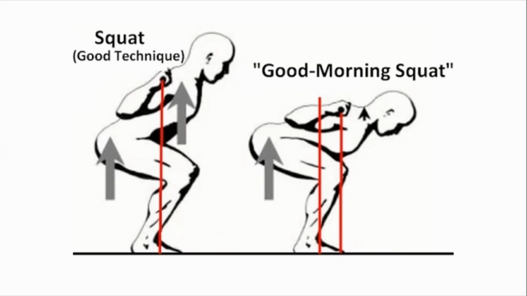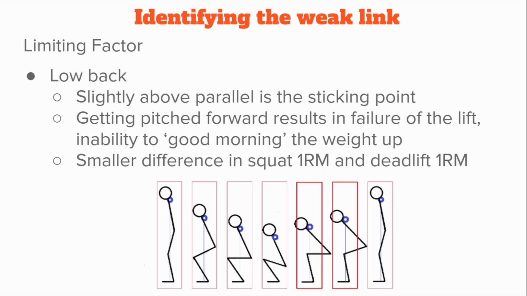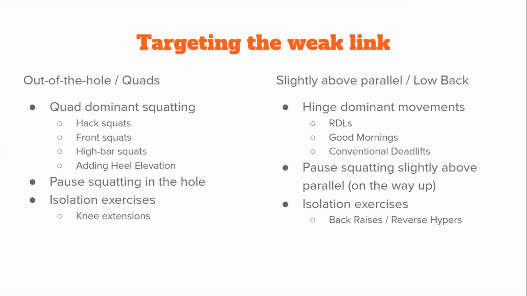So if you get into this slightly pitched forward position and fail the lift, this might be indicating a low back weakness. We talked about before that if you get in this position and muscle the weight up, it would mean the opposite: weak quads relative to a strong low back. In this case, you're getting into this position but failing the lift because your spinal erectors can't muscle the weight up like before. This could also be identified with larger differences in your squat 1 rep max to your deadlift 1 rep max, like we talked about. A big conventional deadlift 1 rep max compared to your squat might show that your low back is a lot stronger.